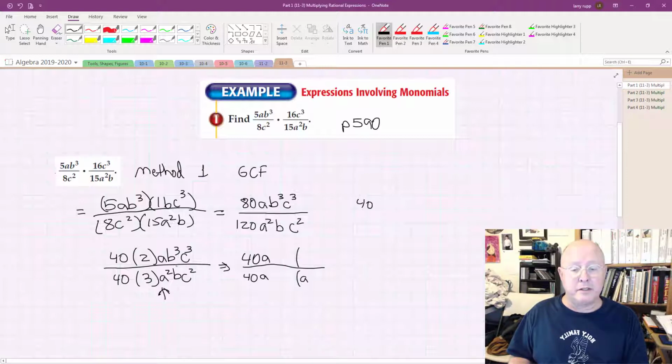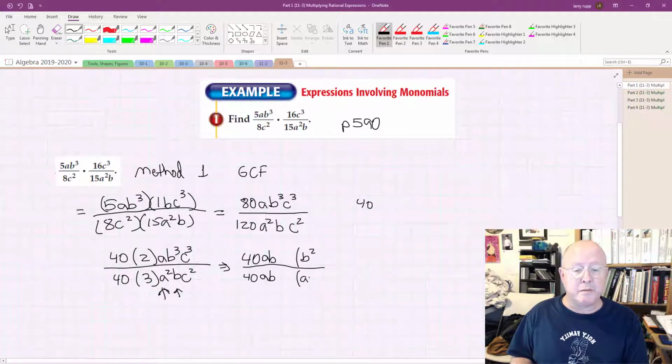Now how about the b's? There's a single b on the bottom and a b cubed on top, so there's at least a b on top and bottom. So we can take out a b on the top and bottom. When we take out a b on the top, what are we left with? We're left with b squared.